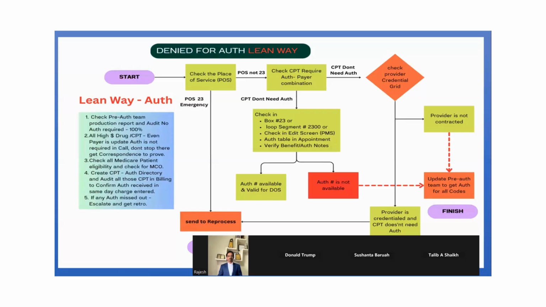This is very effective. This we used to do in our organization, and we used to fix it. And if any auth is missed out, for example, I'm checking the charge and there is an auth getting missed out, what I need to do is immediately escalate to the auth team and ask them to take it and go for a retro auth scenario. This is also a very effective one we used to do.